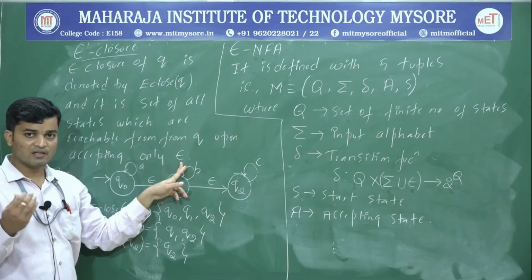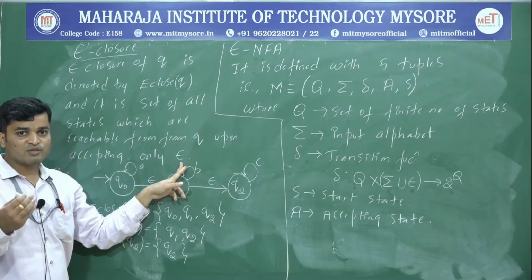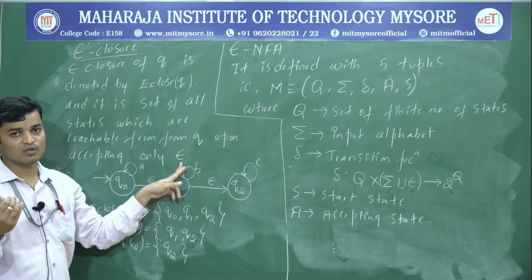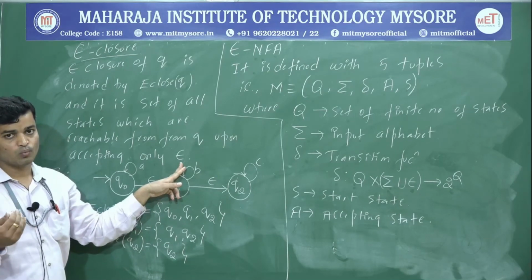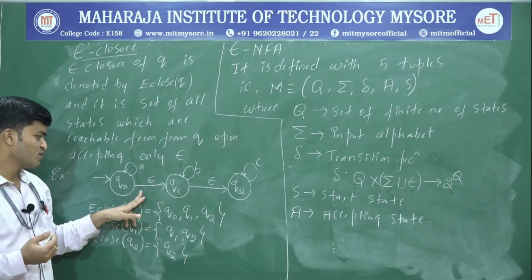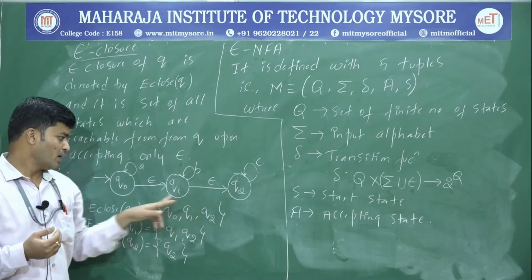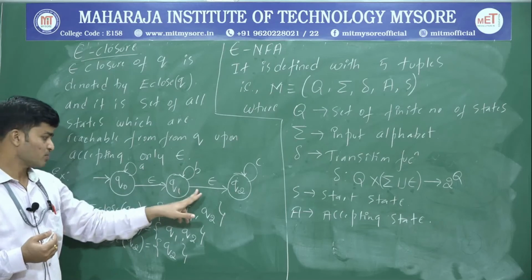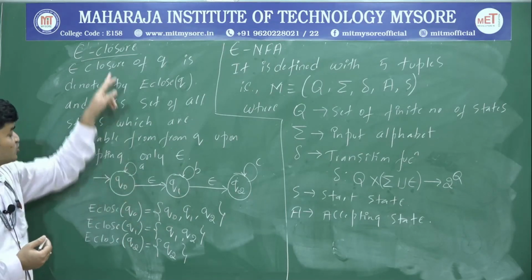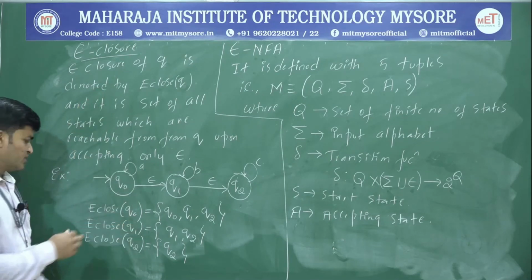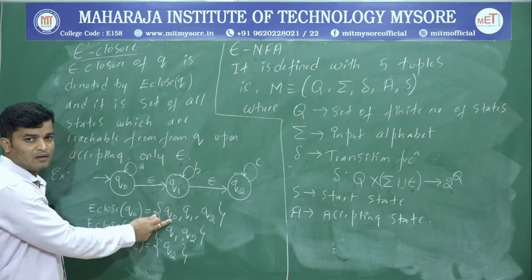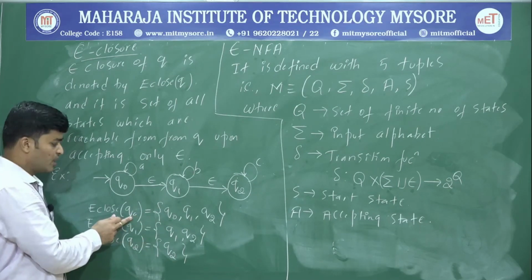If you are in some state, the states you can reach only by accepting epsilon are called E closure of q. I am going to explain that with an example. I have taken 3 states, Q0, Q1 and Q2, and there are some epsilon transitions. Now what is the E closure of Q0? Just remember, for any state, by default you will get the same state. E closure of Q0 means by default you will get Q0.